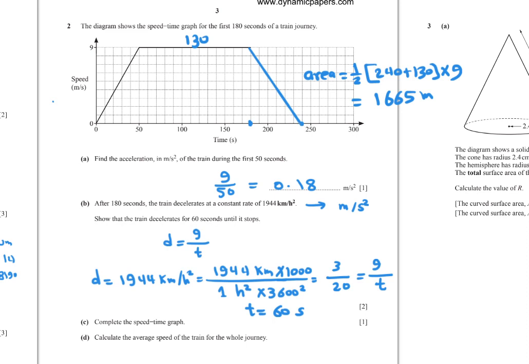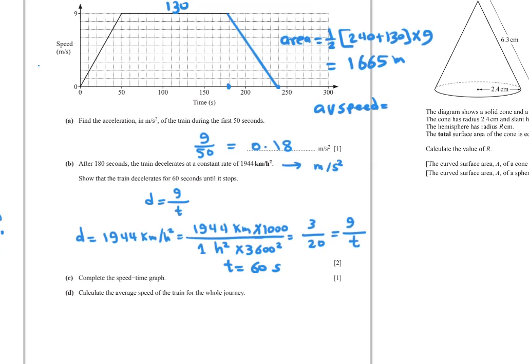So the average speed equals 1665 divided by 240 equals 6.9375 meters per second.